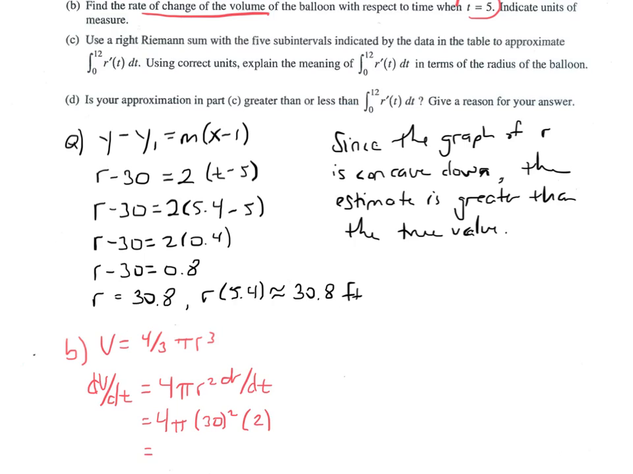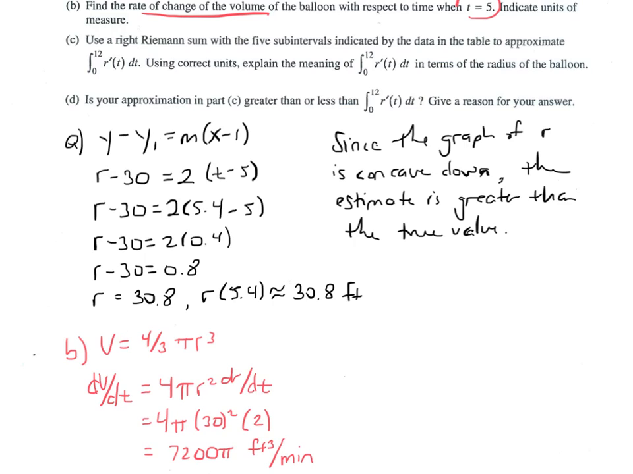So this turns out to be 7200 pi, and the volume is being measured in feet cubed, and time is in minutes.